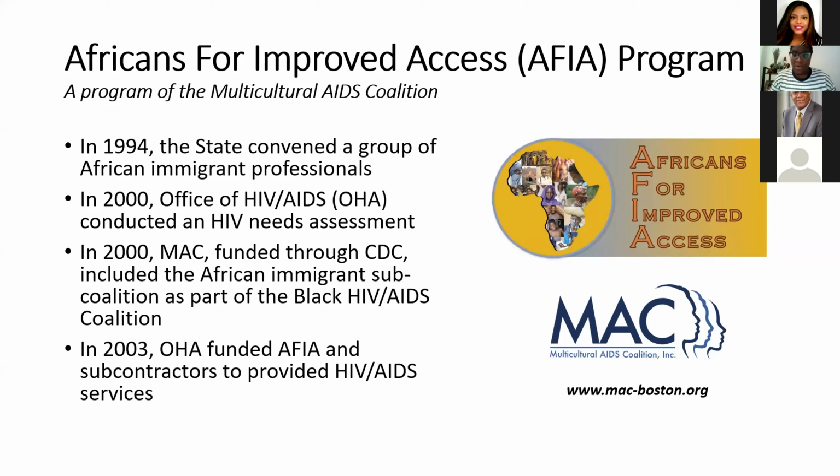At the same time, my organization, the Multicultural AIDS Coalition, got funded by CDC to start building an agenda, a plan around addressing HIV in Black communities. And we knew because of what was happening on the ground in Massachusetts that we could not do a blanket Black strategy, that we needed to recognize the subpopulations within the Black community. So we created a task force for African immigrants. Out of that work, we became the first state-funded program to do work to address HIV in African immigrants.